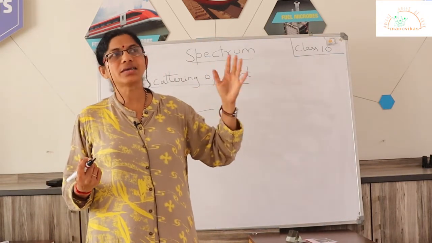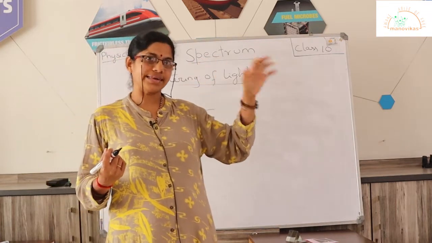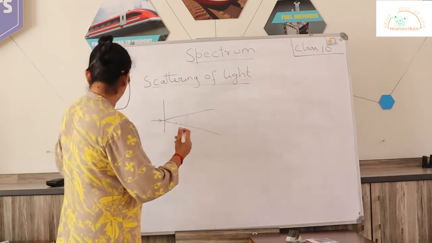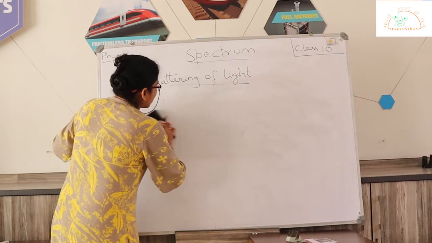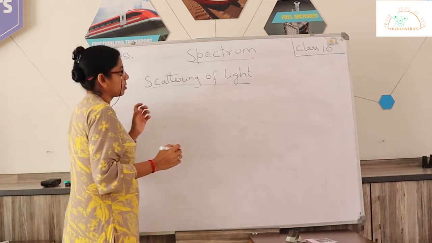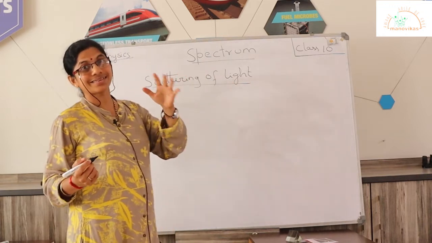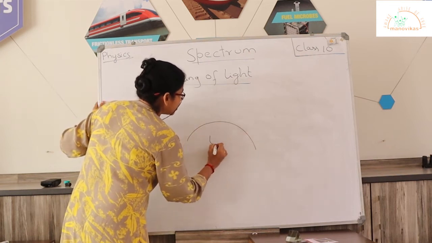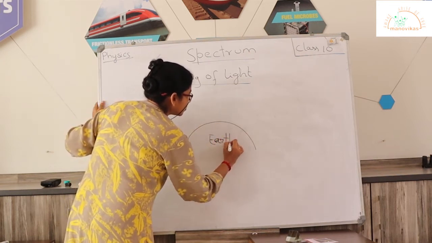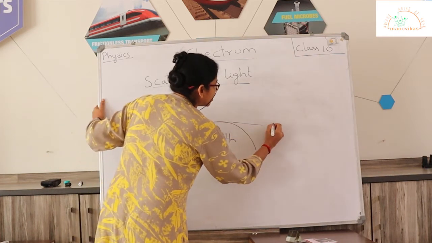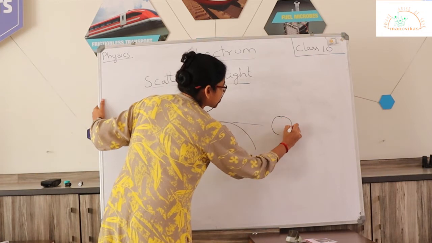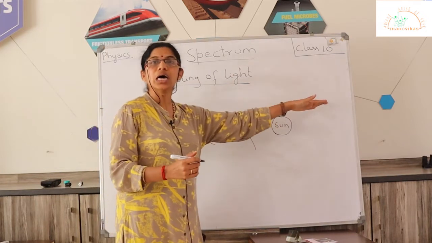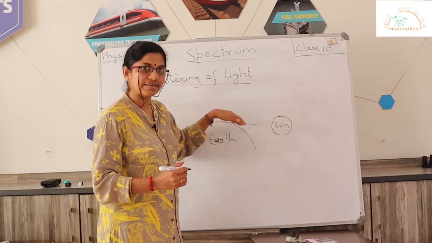The sun appears to be red in color during sunrise and during sunset. Now why is it so? The reason is scattering of light. You have learned that sunlight consists of 7 different colors. Suppose this is the earth, the horizon, and this is the sun. As the sun is rising, you find it has to cover a long distance. The distance is quite long.